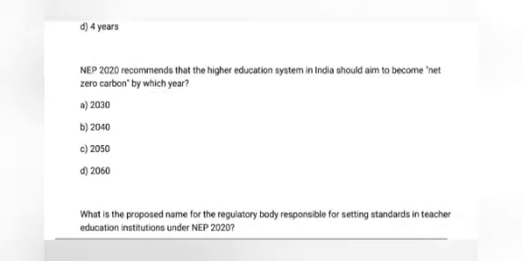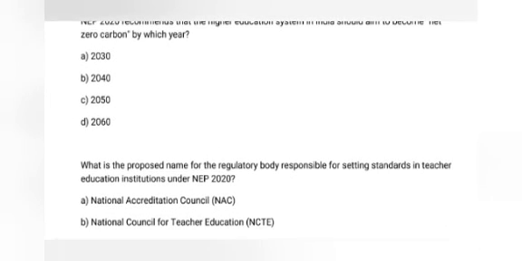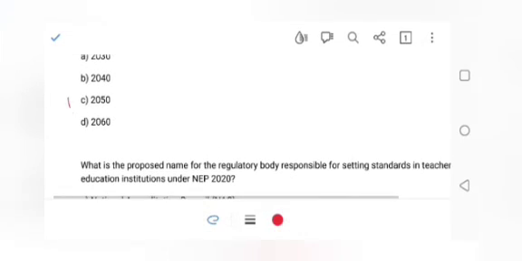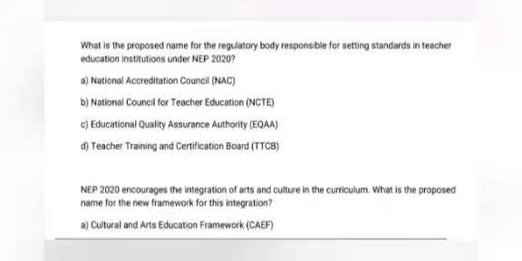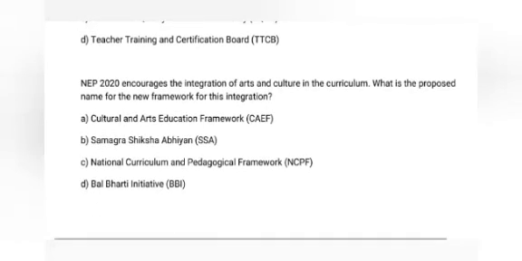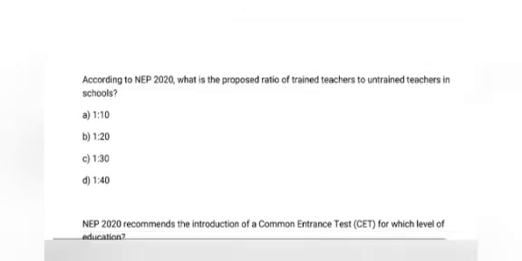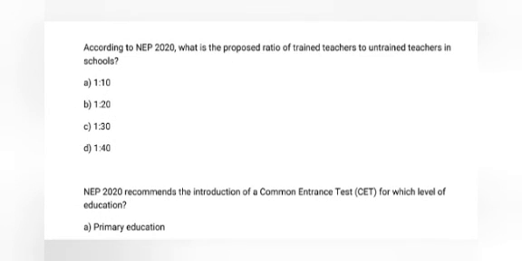Next, NEP 2020 recommends that the higher education system in India should aim to become net zero carbon by which year? Correct answer will be 2050. Next, this we have already talked. Some questions are repeated, but we have already talked. Let us move forward. Some questions are already discussed and talked.